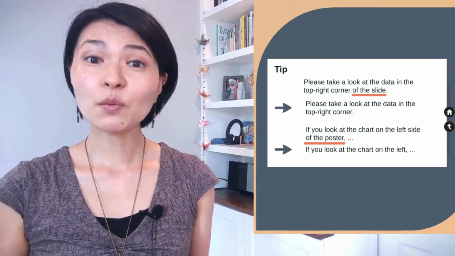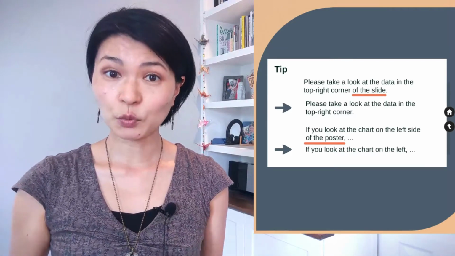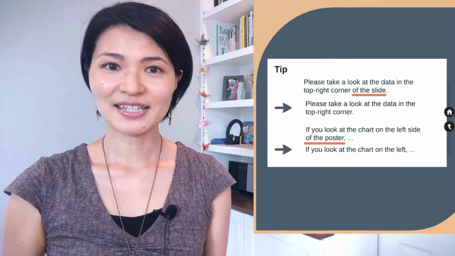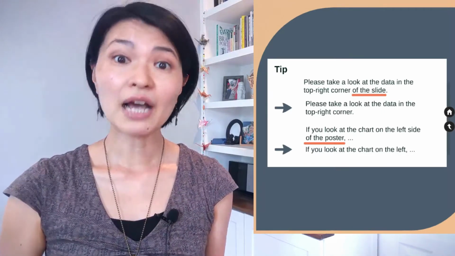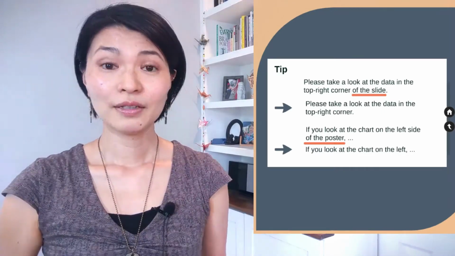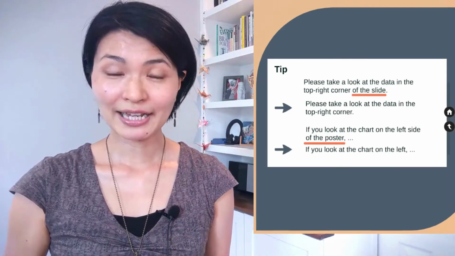Of course, if you want to be clear which visual aid you're talking about, you can say in the middle of the poster or on the back of the handout. But the point is, you don't have to say it if it's already clear.